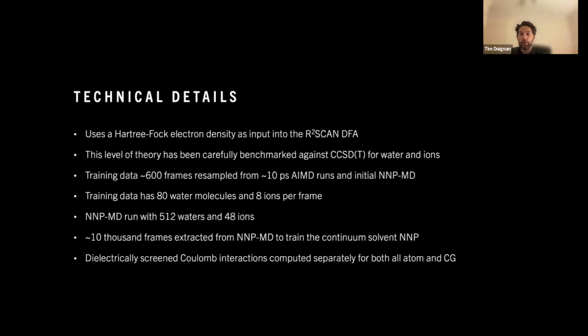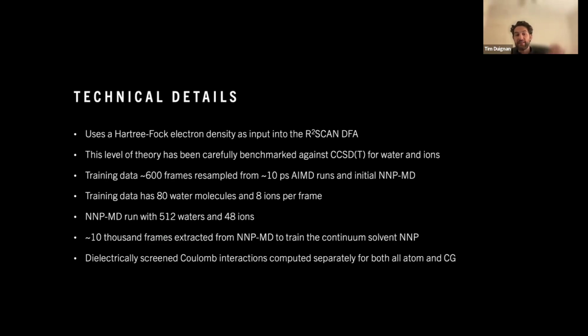Okay, so some technical information. We're using a thing called the regularized scan density functional theory approximation with a thing called density correction. We take a Hartree-Fock electron density and plug it into the R2 scan functional. I'm not going to go too much into detail about this. It gets very technical, but you can dive into this if you want.